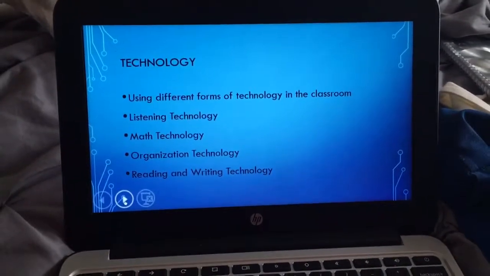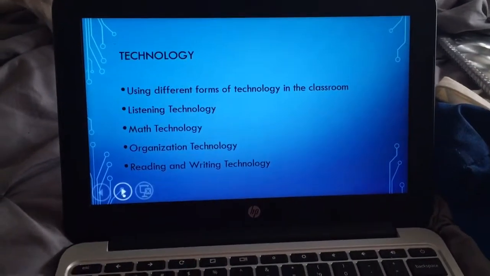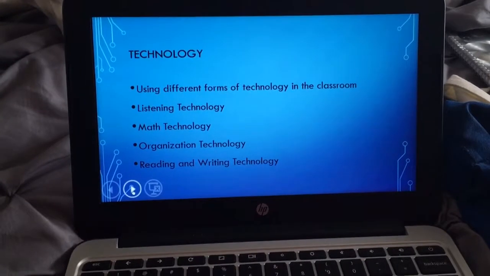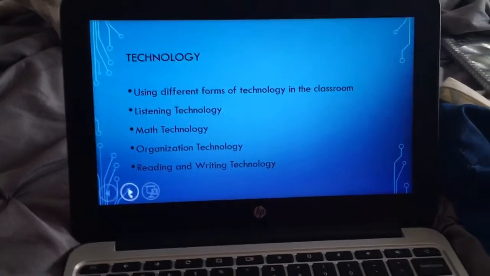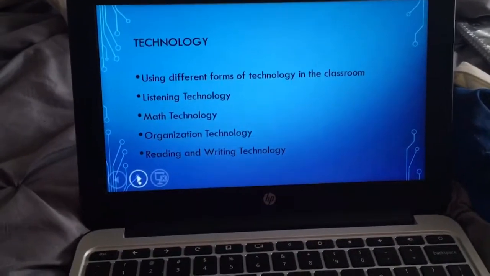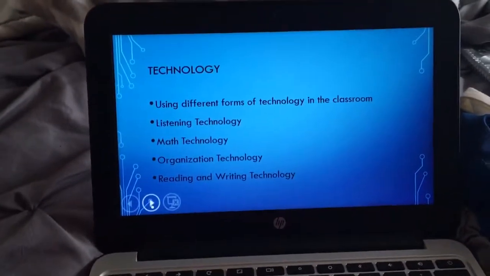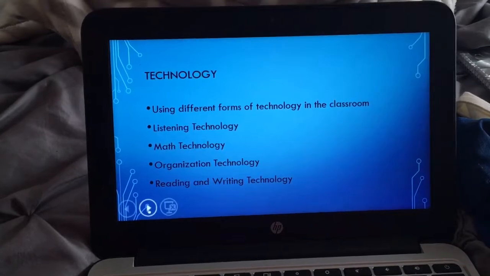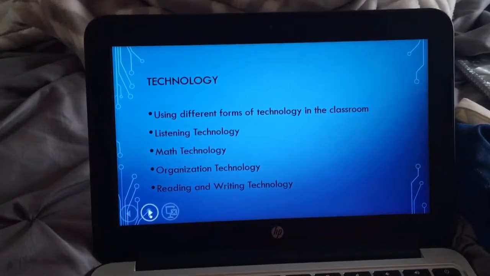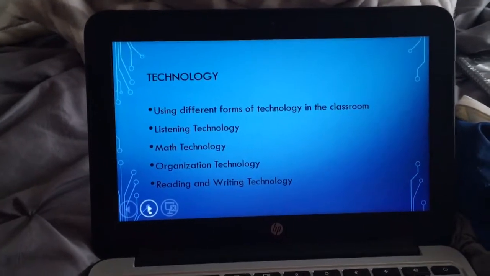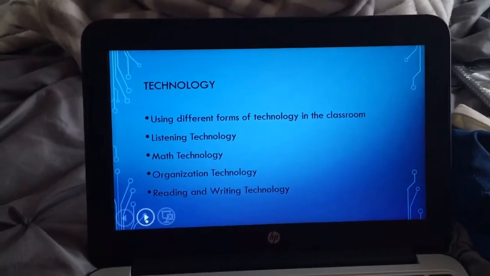Technology. Technology is very important. It allows the child to learn in different ways. Listening techniques. Using books on CD so the child can hear something other than the teacher's voice all day long. Math technology. Using electronic math sheets with smart boards for those who have small motor issues or are not yet developed.